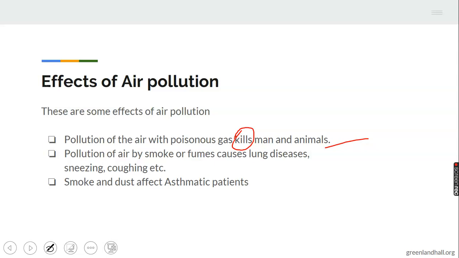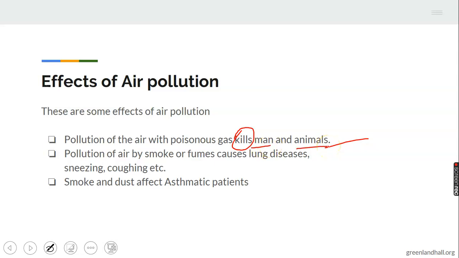It can kill. I've heard of stories and cases of generators killing children that are left in the house, maybe because their mommy or their daddy went to a vigil or a night duty work, and the children are left at home, and the generator fume is just choking them in their sleep, and they die. So you can see that air that is poisonous is dangerous. It can kill both man and animals.